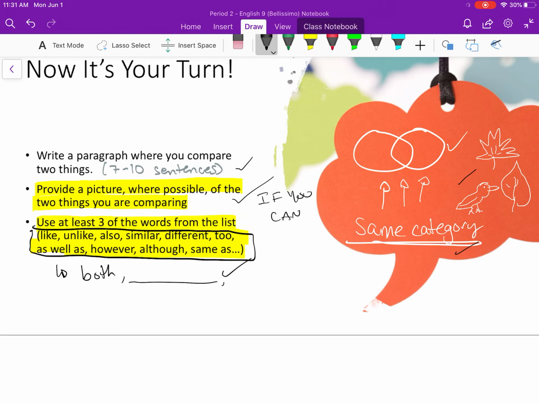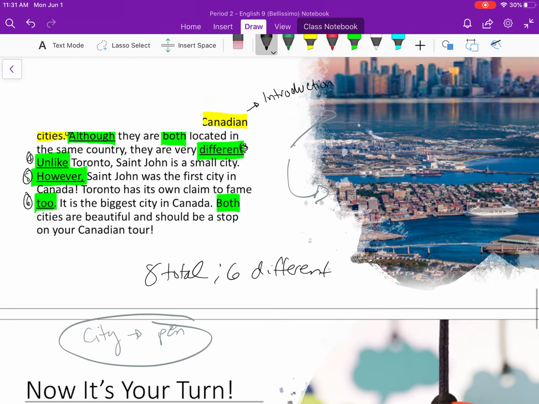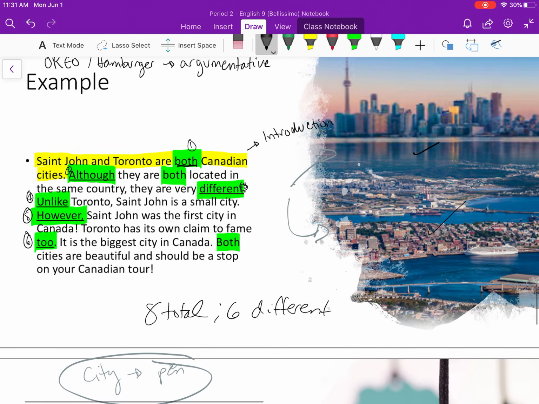Keep in mind, you can also Google pictures as well. That's what I did for my pictures. That's totally fine. So Google them if you like, and then you can just plop them in like that.